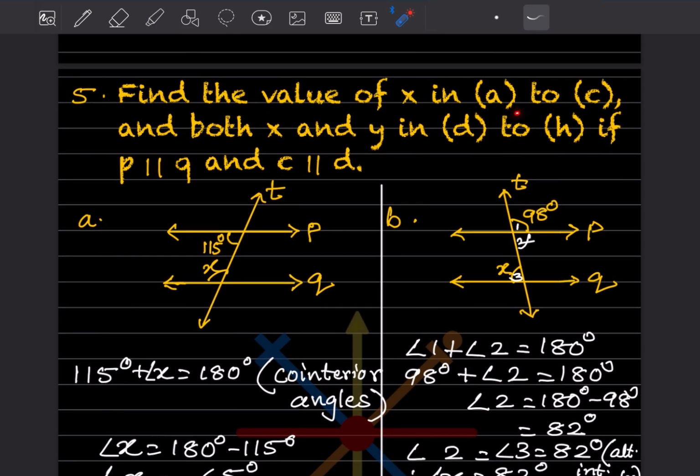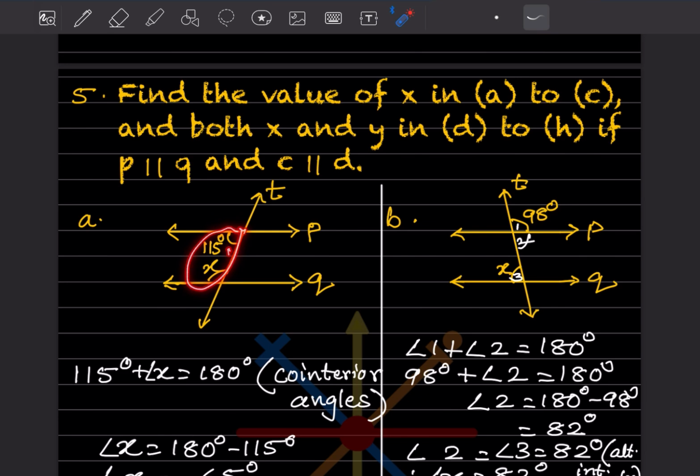Find the value of x in A to C, and both x and y in D to H, if P is parallel to Q, and C is parallel to D. So now let us see for this A. We have to find the value of x in A to C, that is A, B and C.